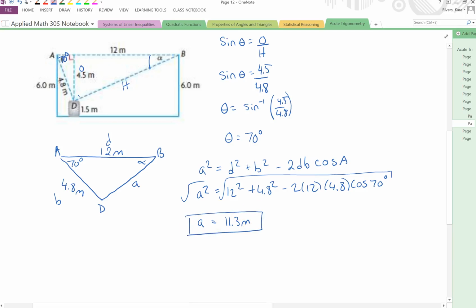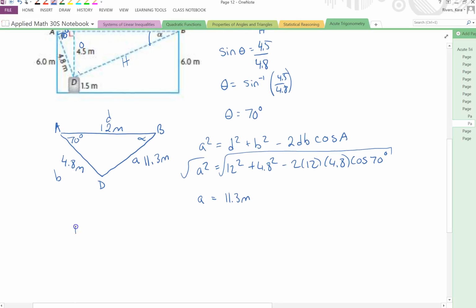If you want to do it in multiple steps, you can, but you can also throw that all into your calculator in one shot. That's actually not what we're solving for. We're solving for alpha, but this is going to be very useful to us. Okay, that was an intermediate step. So now I have that A is equal to 11.3 meters.